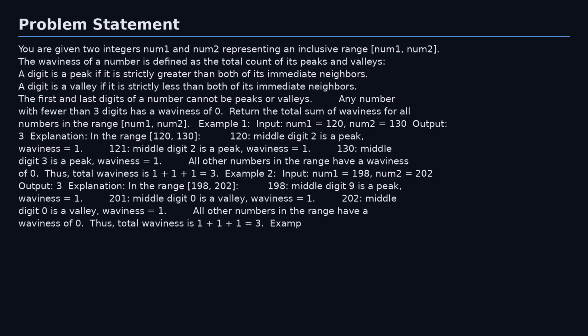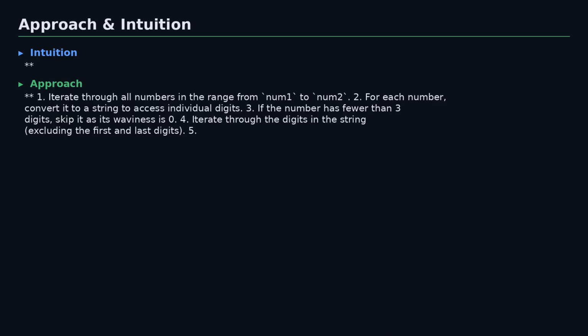Now, let's talk about the intuition behind this problem. Think of it like a wave, where each digit is a point on the wave. If a digit is greater than its neighbors, it's like a peak in the wave, and if it's less than its neighbors, it's like a valley. We need to count the number of peaks and valleys in each number, and then add them up to get the total waviness. This intuition is key to solving the problem, as it helps us understand what we're trying to achieve. So, how do we solve this problem?